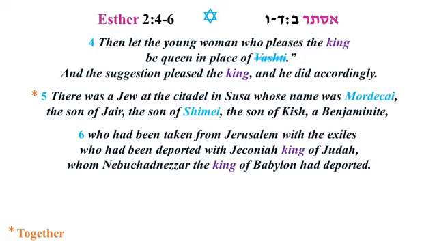Now there was at the citadel in Susa a Jew whose name was Mordecai, the son of Yair, the son of Shimei, the son of Kish, a Benjamite, who had been taken into exile from Jerusalem with the captives who had been exiled with Jeconiah, king of Judah, whom Nebuchadnezzar, the king of Babylon, had exiled.